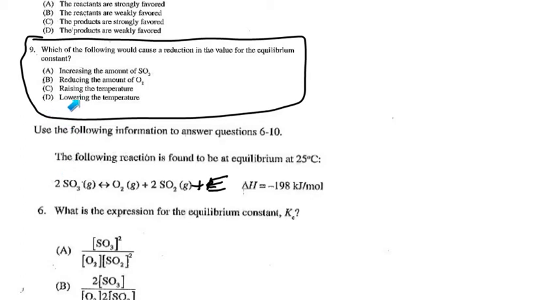If we look at D, if we lower the temperature, the reaction will shift to the right, and that'll be more towards products, and K will get bigger. So if we're looking for a reduction in the value of the equilibrium constant, I think the answer should be C.